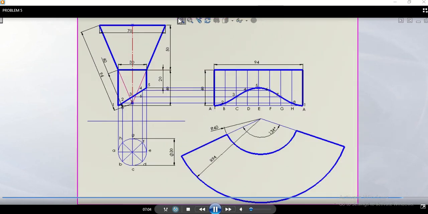Okay, so this is the development of the funnel. We split it into two parts: development of the cylinder by the parallel line method, and development of the cone by the radial line method. Development of part A, development of part B.